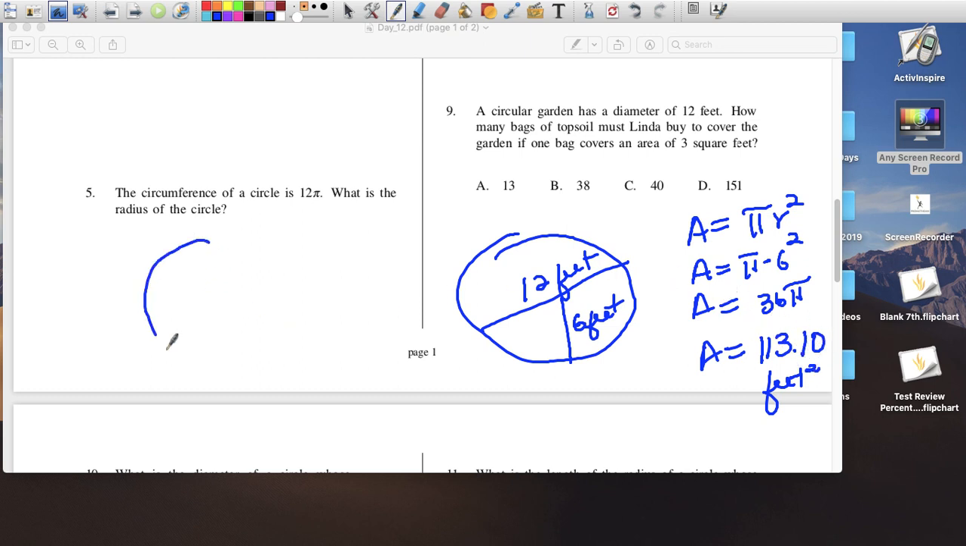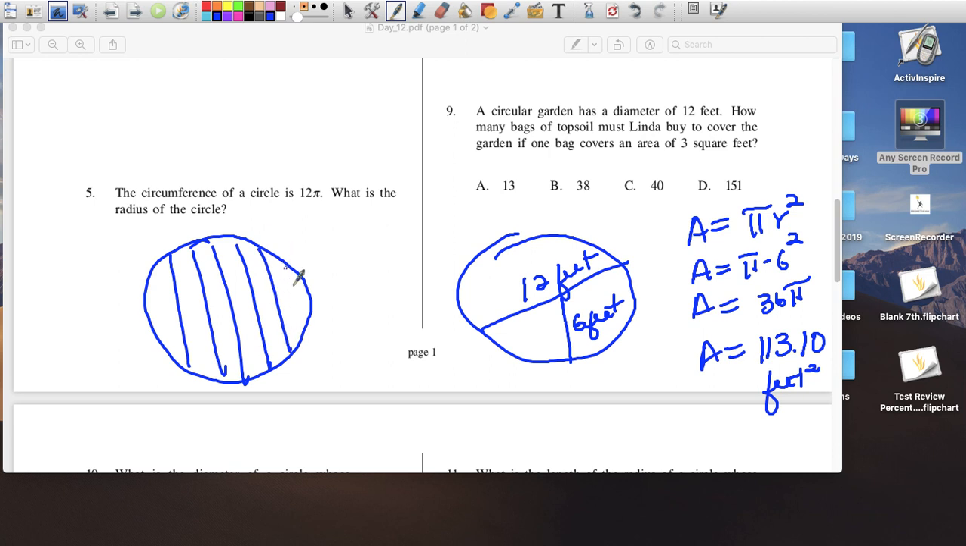Now, what does that mean? Let's imagine this. If I were to count the number of squares inside this circle, there would be 113 of them, each measuring 1 foot by 1 foot. So there would be 113, right? Now let's use this diagram to see what they're saying.